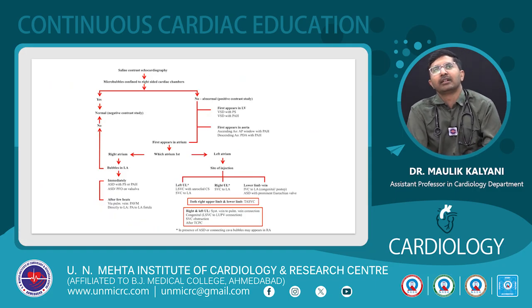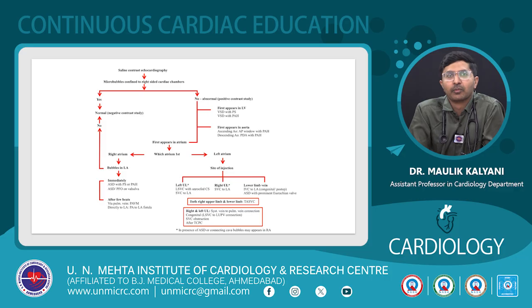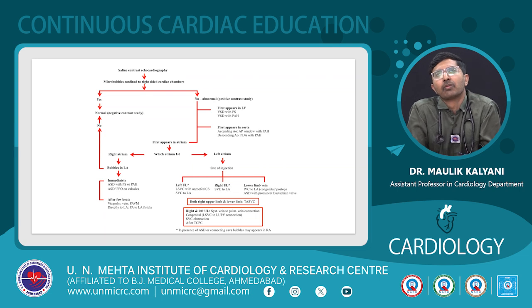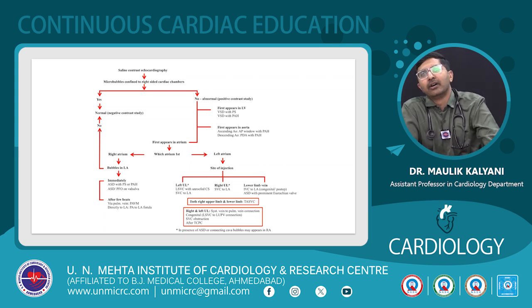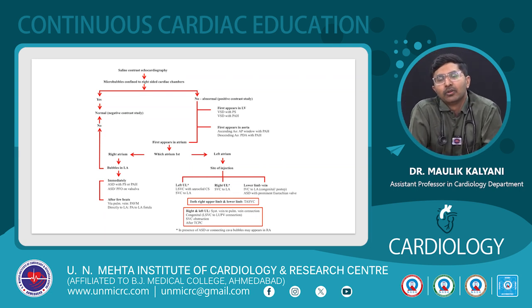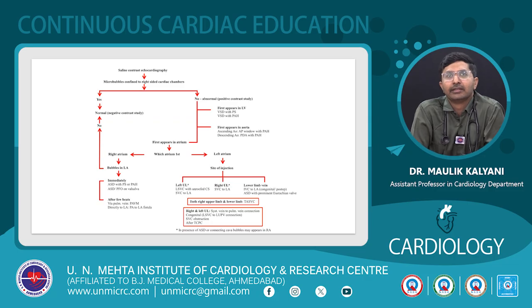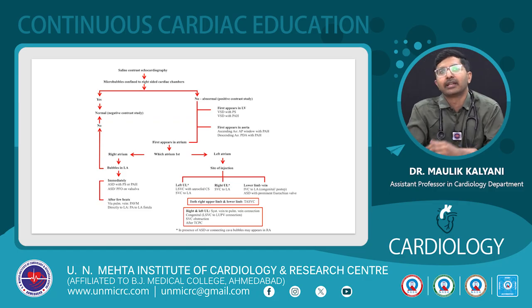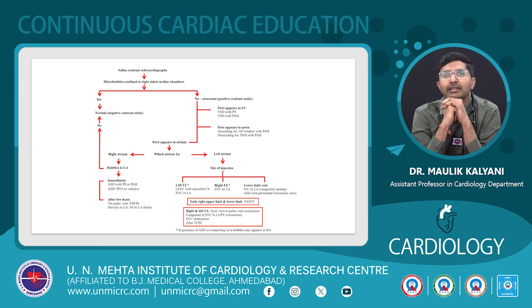So this is the flow chart. As we all discussed, normal saline contrast will only opacify the RA, RV, followed by the pulmonary artery, but it will never go to the left side. So if there is contrast on the left side, then we will have to look at where it first appears. If it is in the left ventricle, it can be VSD. It cannot be a left to right shunt if it is occurring into the left side of the heart, because it has to be a right to left shunt.